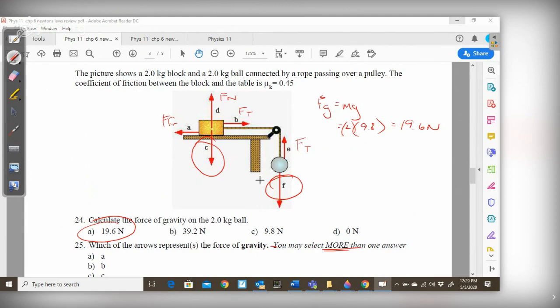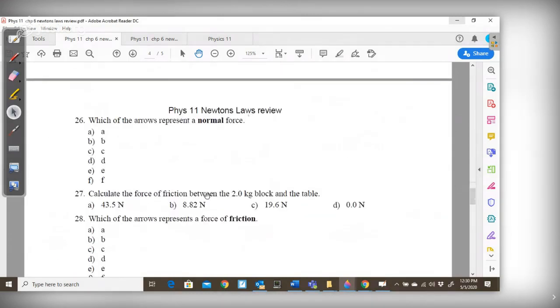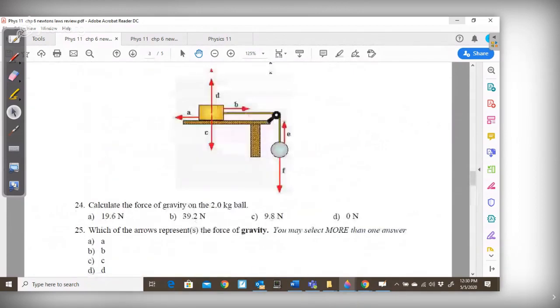So, you know, all those times we went through and labeled the forces, this is when we use that. And so C and F would be the correct answers for that. Get rid of this, slide this up. Which of the arrows represents the normal force? Well, normal force, that's D, just what we saw there.